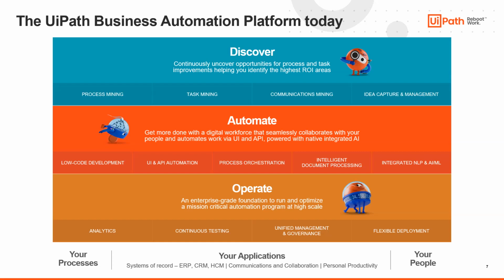Also, what's the highest ROI potential in terms of automation, so that you can really reap the benefits and scale quickly and get ROI quickly. And so that's really where things like process mining, task mining, and idea capture and management come into play. And one thing we've added, which we'll cover in a couple more slides down the road, is communications mining. You may have heard that we've acquired a company called Re:infer.